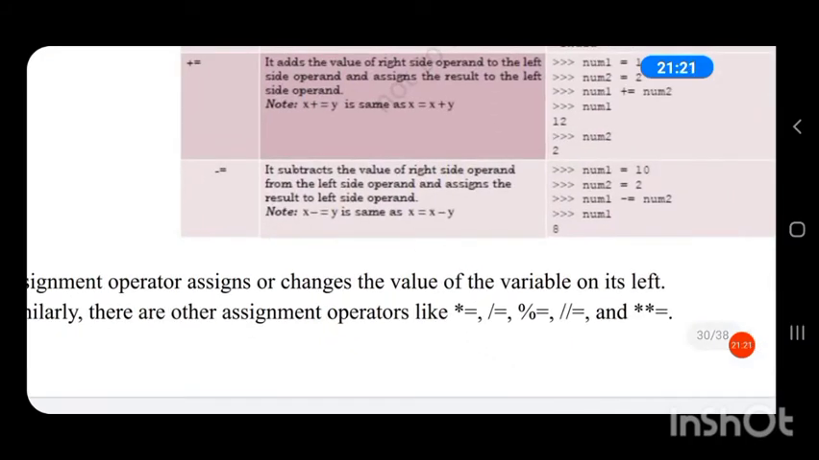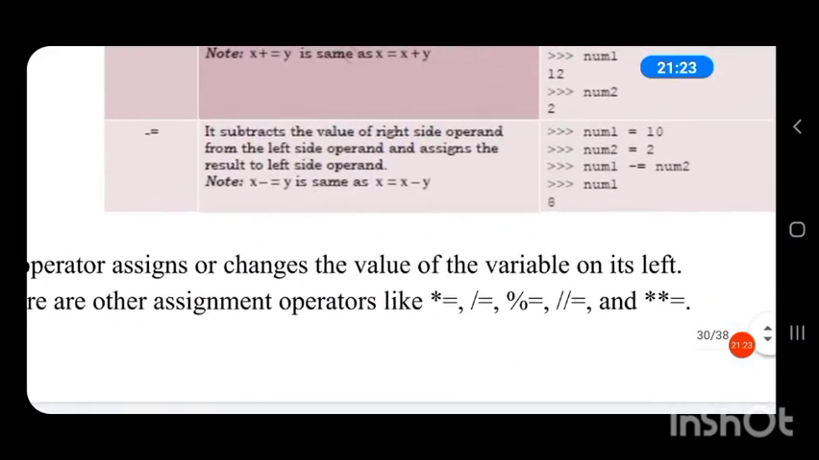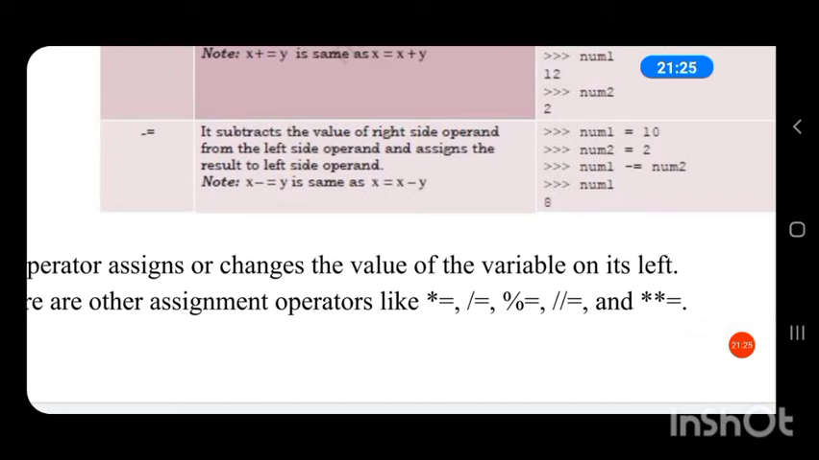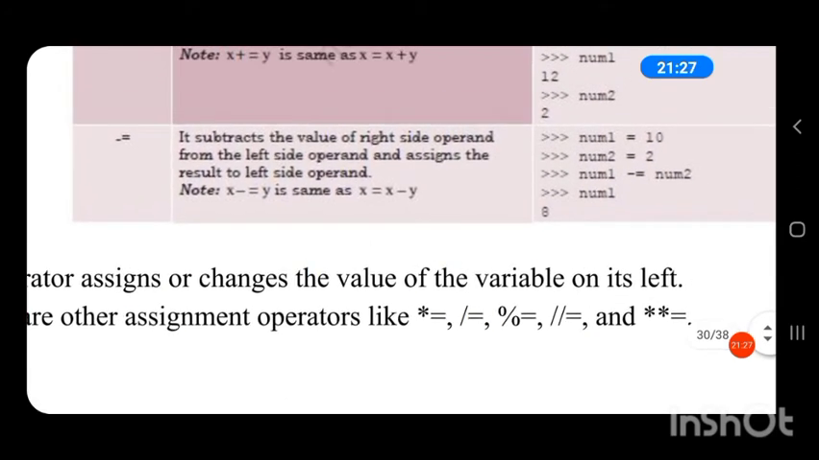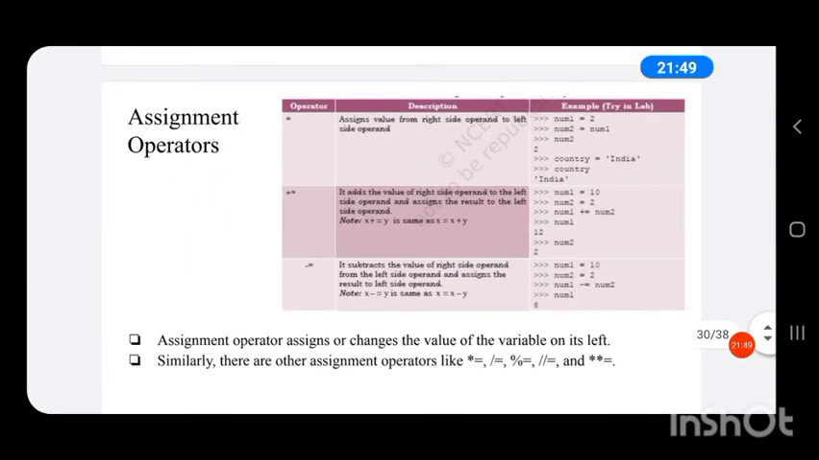First we multiply and the product is assigned in star equal to. In case of division, first we divide and the quotient is assigned. Then modulus, first we divide and the remainder is assigned. Then in floor division, first we divide and the quotient in integer form is assigned. Then in exponent, the result is assigned to the variable on the left side. So this is assignment operator.